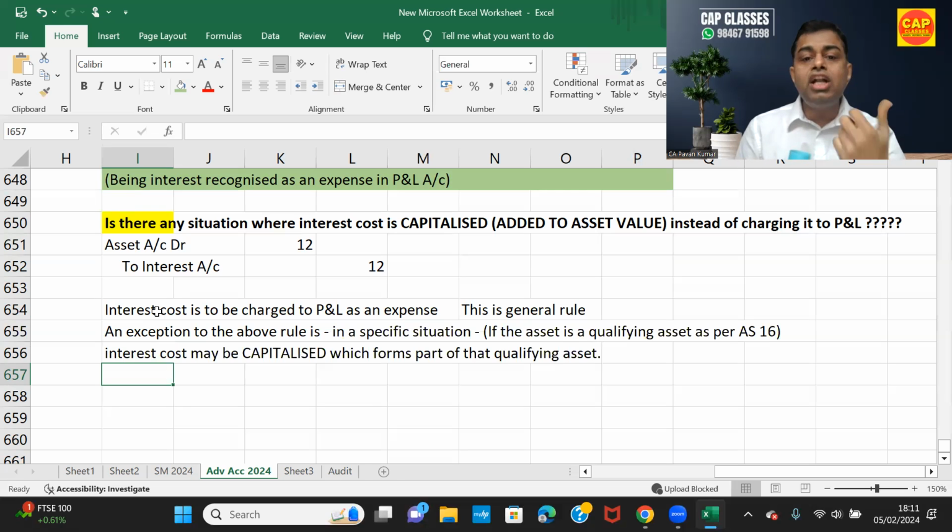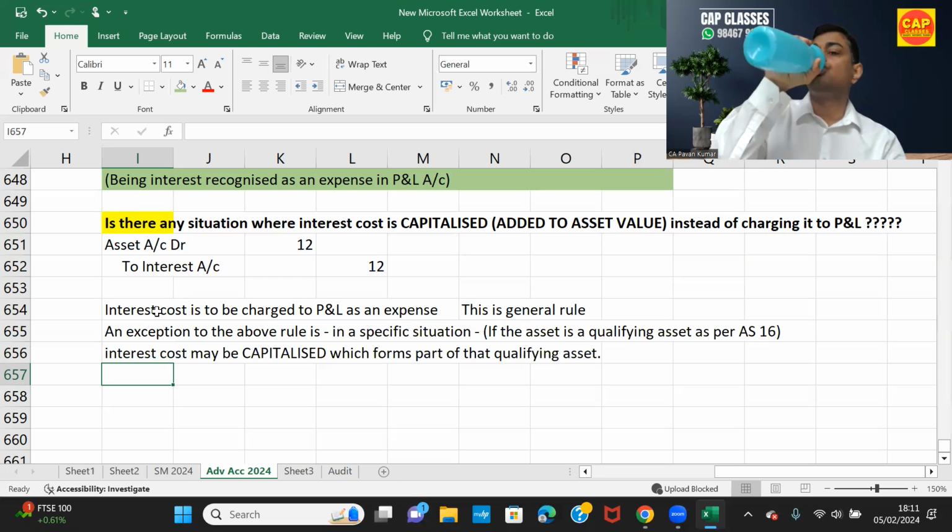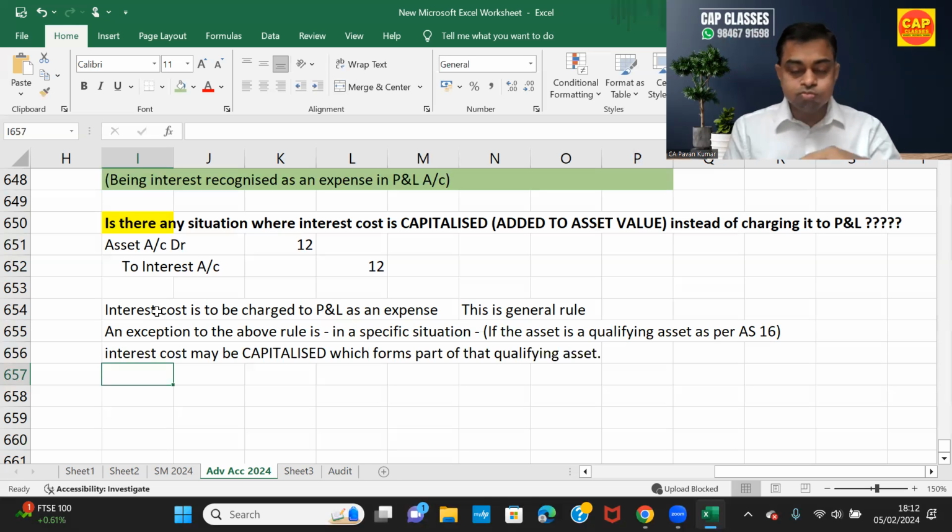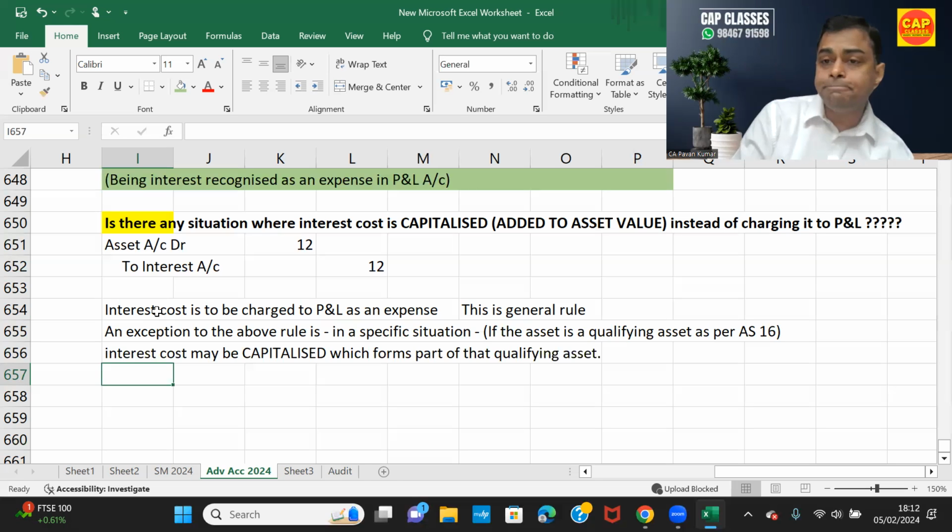So now we need to understand two things. There are only two definitions here. One, what is a qualifying asset? Two, what is borrowing cost? I used the word interest for the sake of simplicity, but in Accounting Standard 16, they used borrowing cost, which is interest plus some other expenses also.